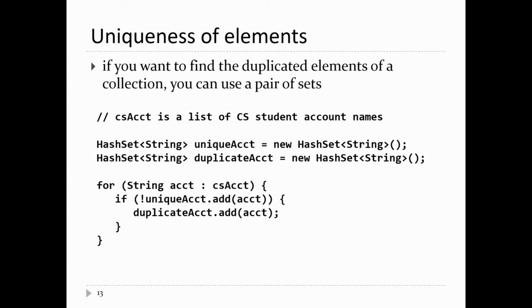So if I try to add the account name to the set of unique accounts and it fails, I know this must be a duplicate. So I just add that account name to the set of duplicated accounts. And I don't care about the return value here. If an account name is duplicated 100 times, it only shows up once in the duplicated accounts, and similarly it shows up once in the unique accounts. So use two sets, process each element of the original list, and you get the set of unique and duplicated accounts.